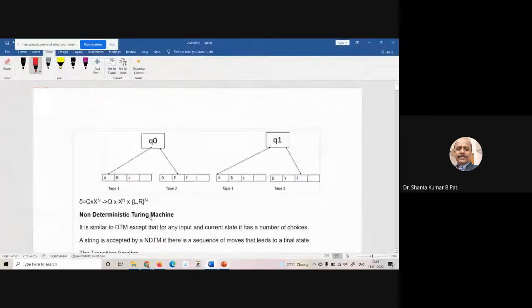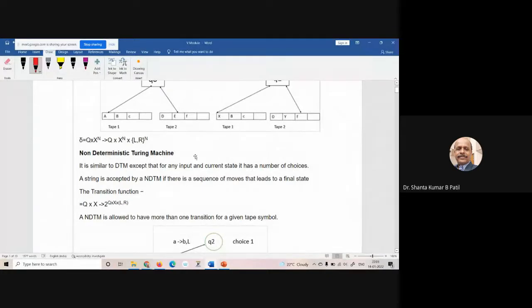Okay, next question may be asked on the non-deterministic Turing machine. In the case of the non-deterministic finite automata, NFA, non-deterministic DFA, generally we write the transition function as Q into sigma equal to 2 power Q. Whereas in the Turing machine, we write the definition for the transition function as Q into X equal to this, in the case of the deterministic Turing machine. Whereas in the case of the non-deterministic Turing machine, it is like 2 power X.